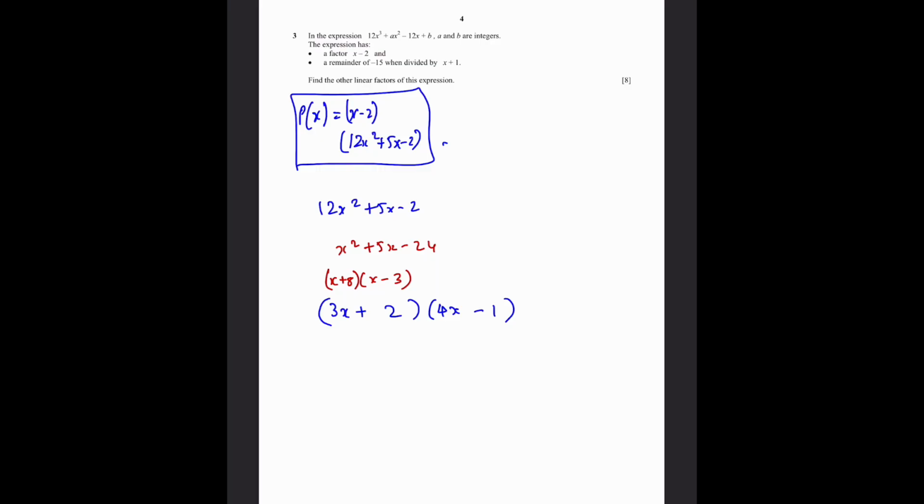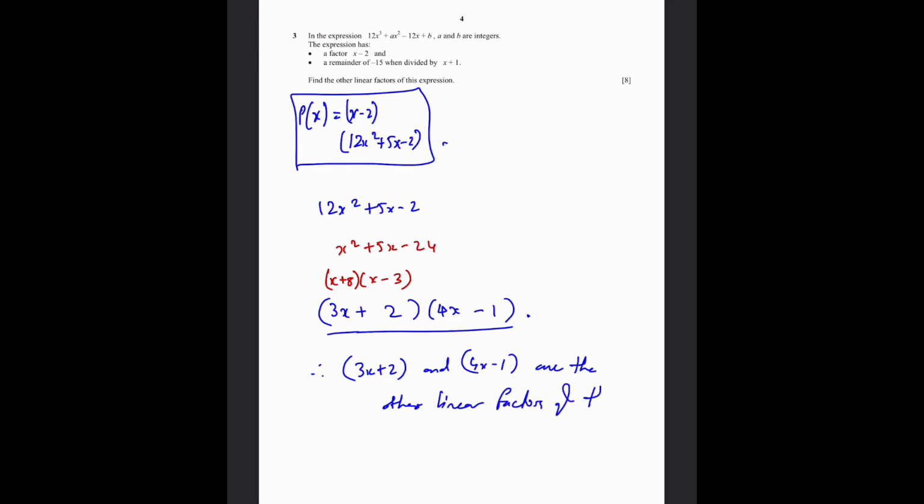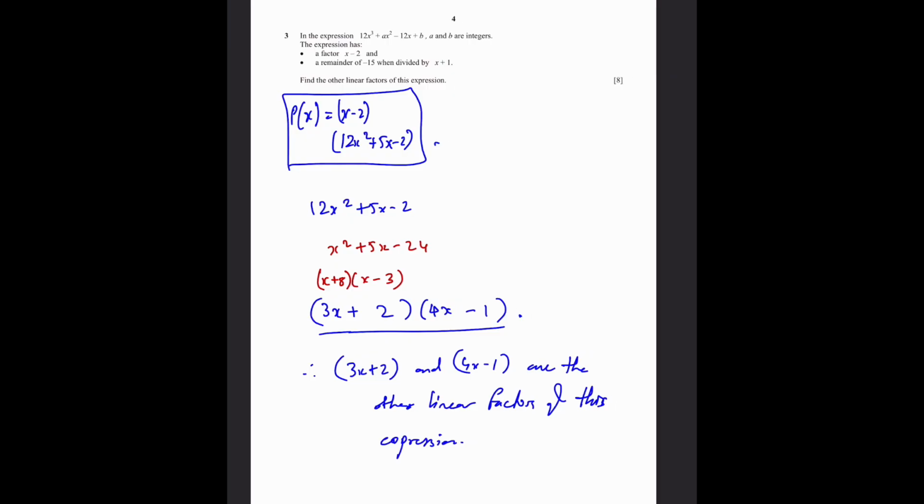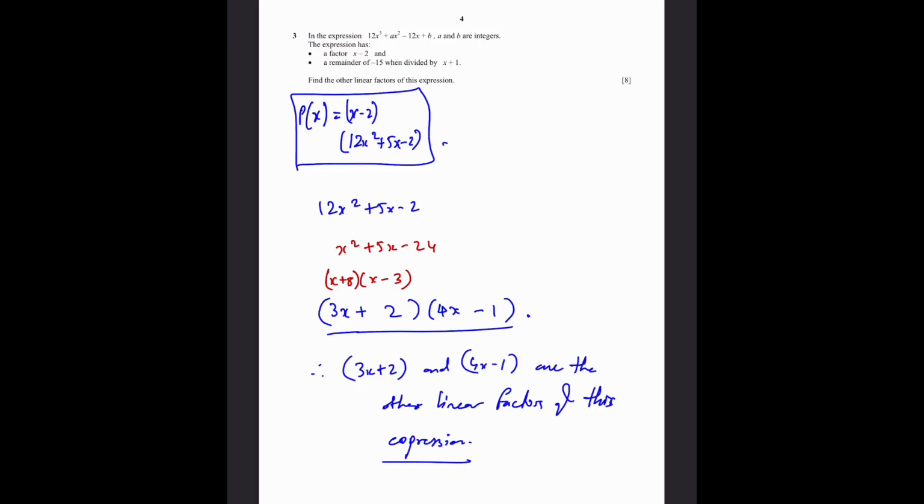It might look a little complex, but once you practice it a bit using this method, it does work out for most quadratic equations as long as it's possible to factorize them. And this is our answer. We have the other two linear factors, which are 3x plus 2 and 4x minus 1. I'll just write out the other linear factors of this expression. And that'll be our answer.